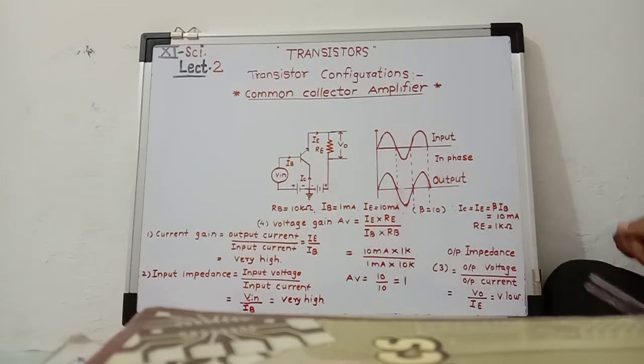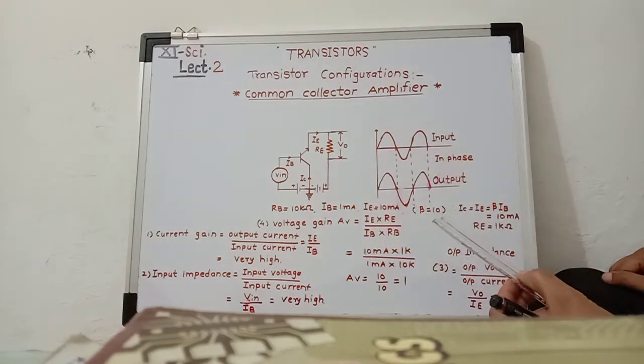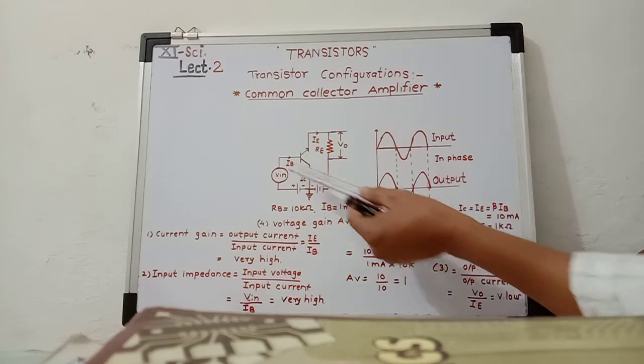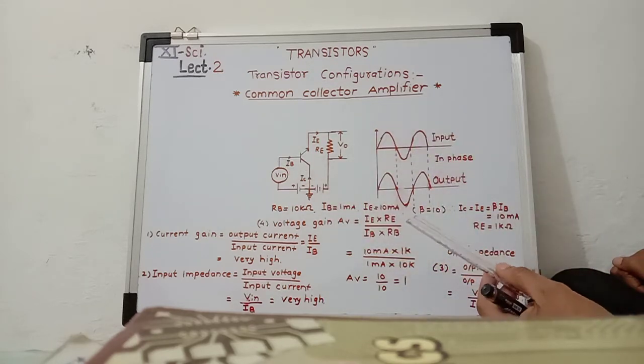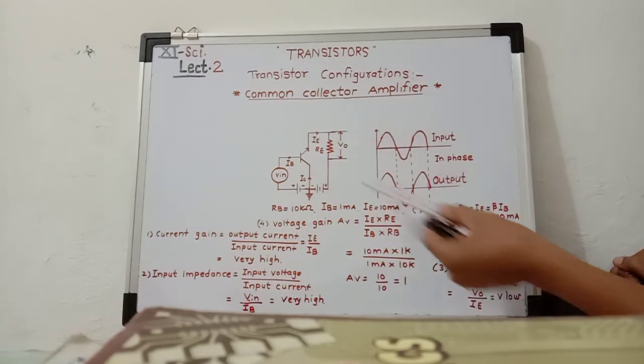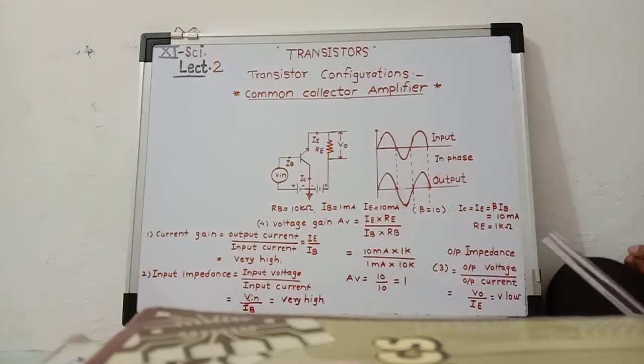This circuit is also called a buffer. Here the input current is the base current and the output current is the emitter current.